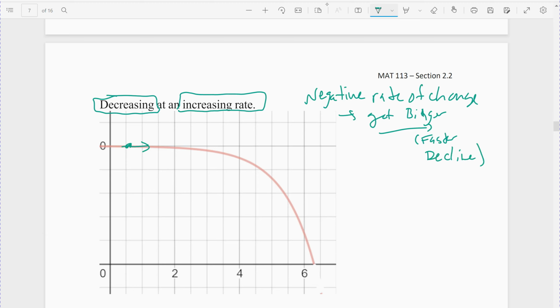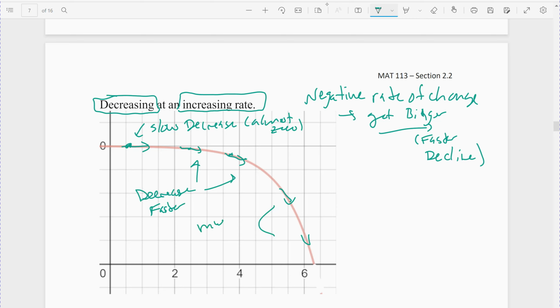Here, if I look at it, it's fairly slow. It's almost zero here. It's a slow decrease. Slow negative rate of change. Almost zero. But then as I move down, it's getting a little steeper, a little steeper, a lot steeper. And so again, it's decreasing, but faster here. Here would be almost zero. Here would be maybe a half of a rate. Here it might be a 1 or 2. And then here it's much faster rate of decrease.